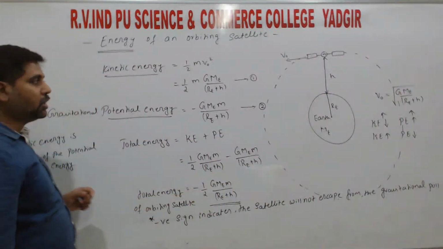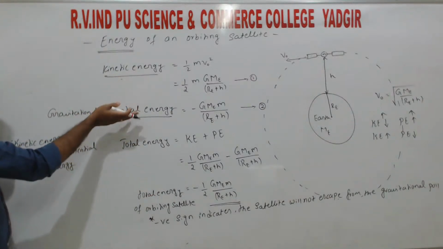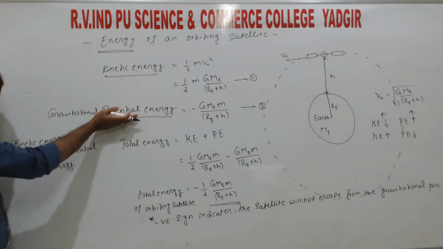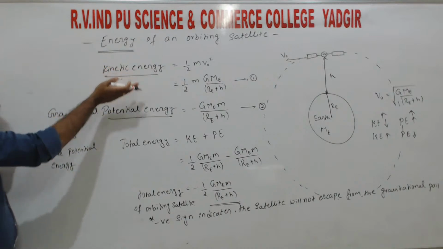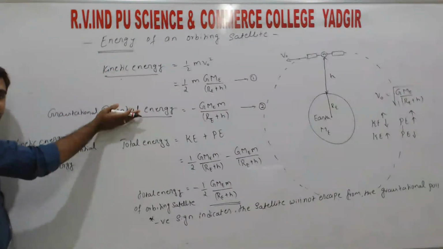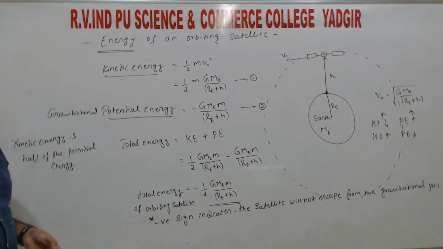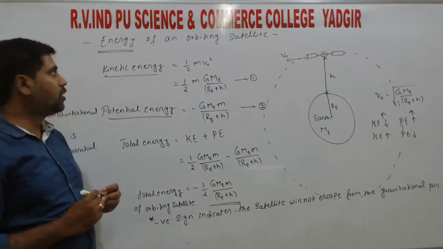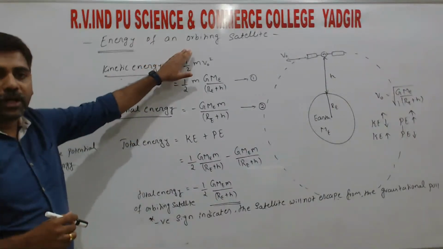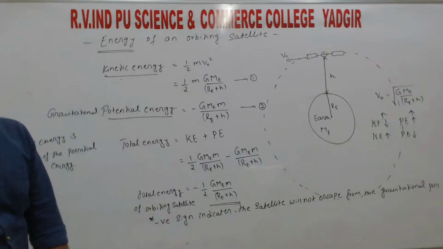And the second one is that the kinetic energy is always half of the potential energy, right? So the kinetic energy is half of the potential energy, right? So these are the two concepts explained in this topic, right? So this is about the energy of an orbiting satellite, right?